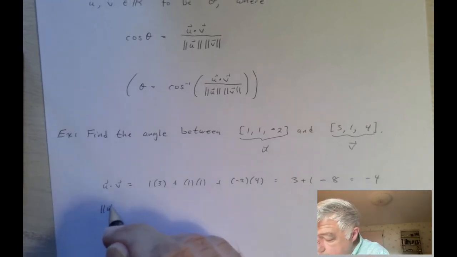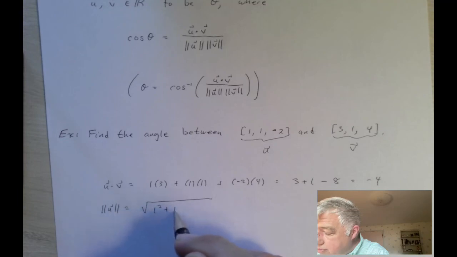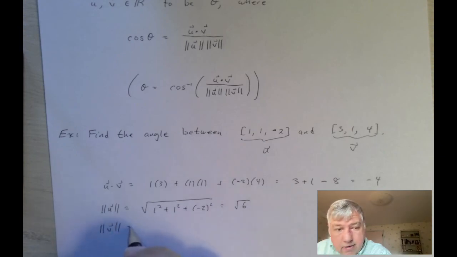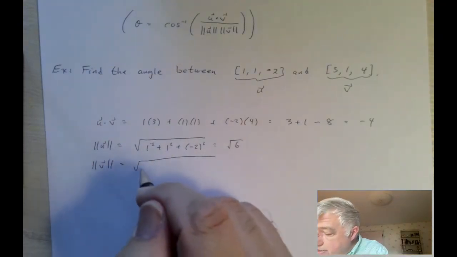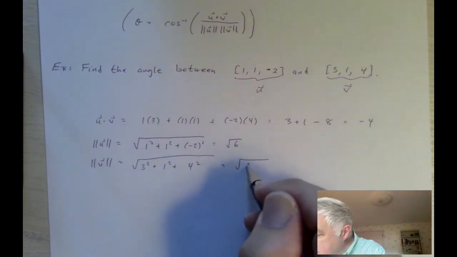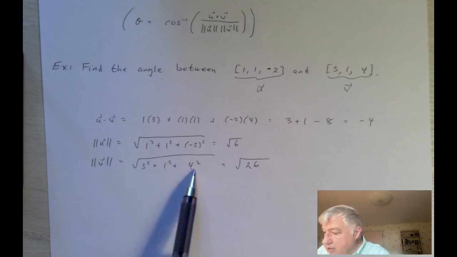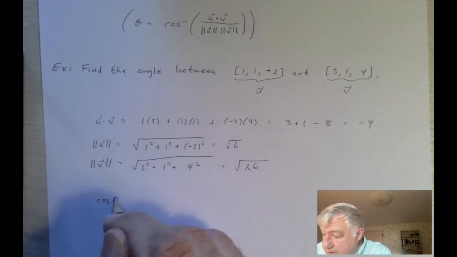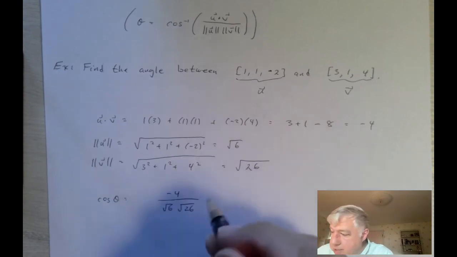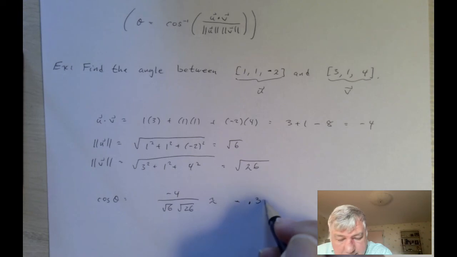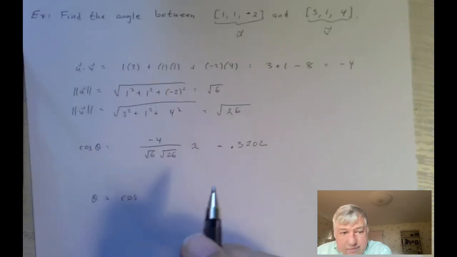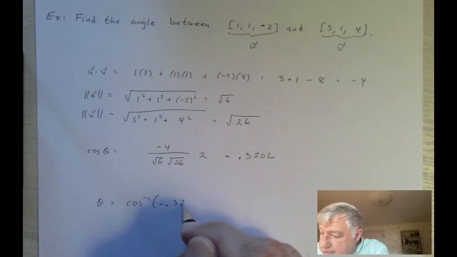The length of u is the square root of 1 squared plus 1 squared plus negative 2 squared, which is the square root of 6. The length of v is the square root of 3 squared plus 1 squared plus 4 squared, which is 9 plus 1 plus 16, the square root of 26. And so the cosine of theta will be negative 4 over the square root of 6 times the square root of 26. This is approximately equal to negative 0.3202.